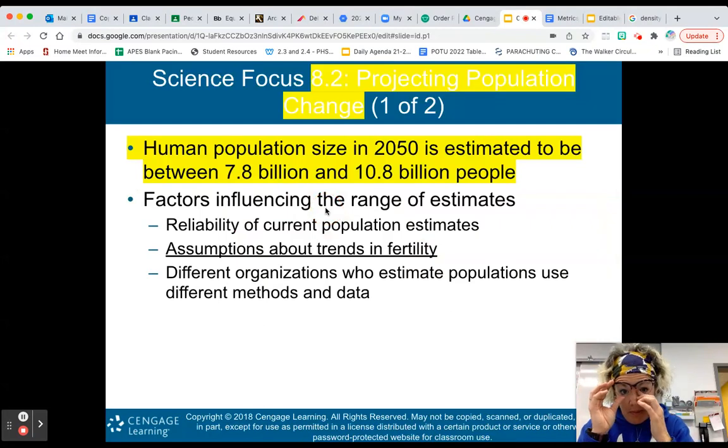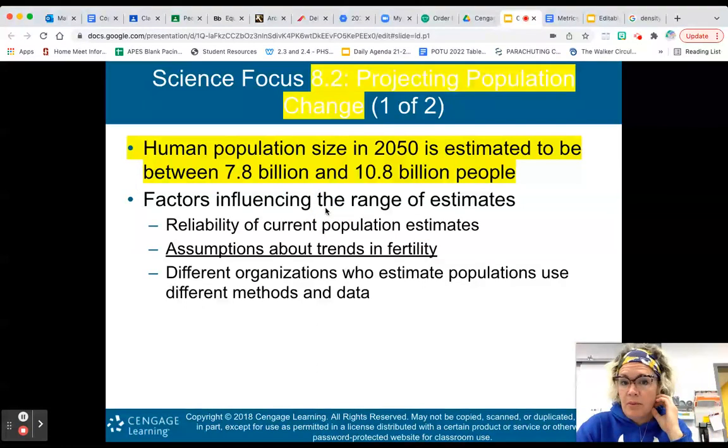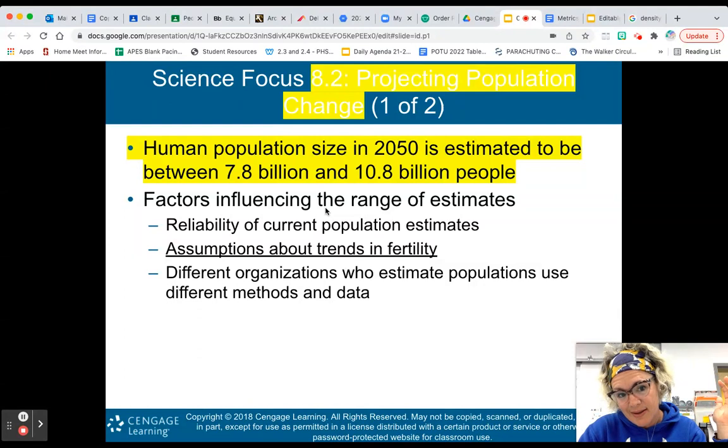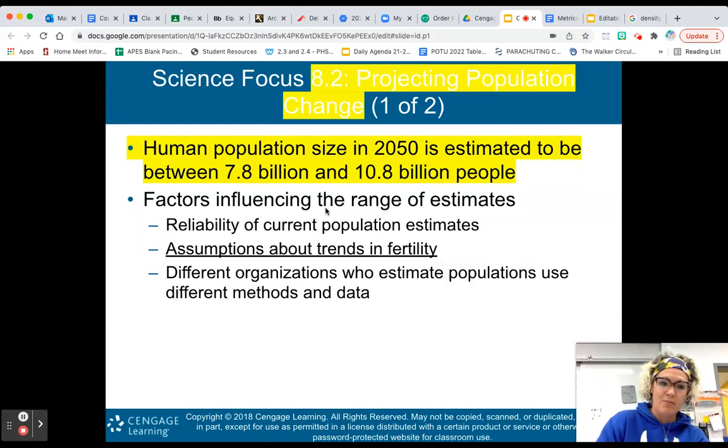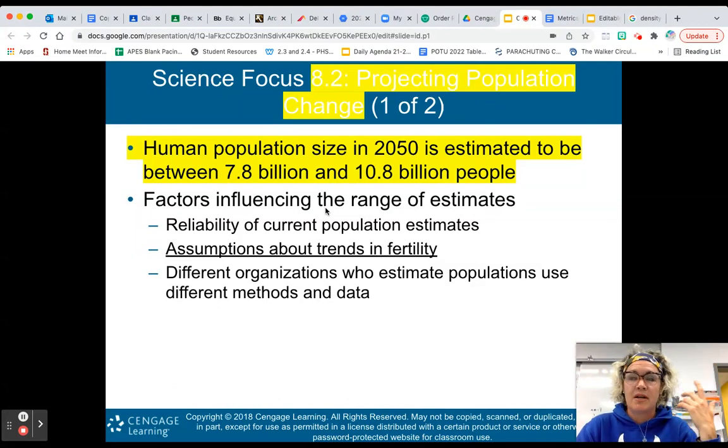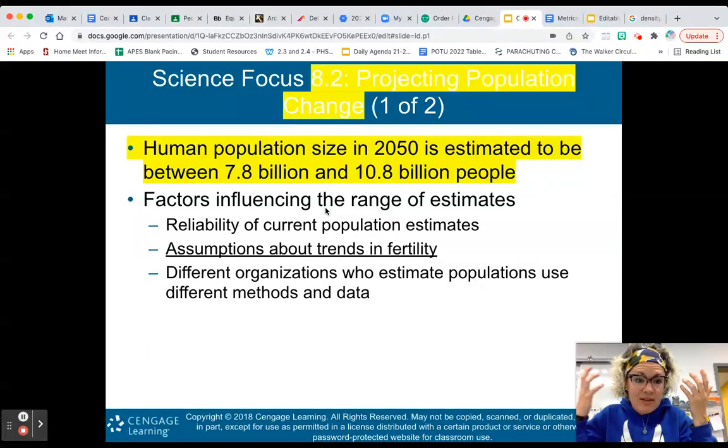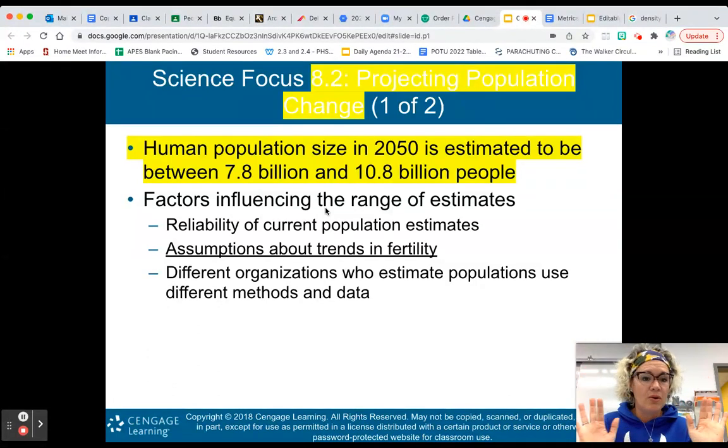All right. Projecting population change is a very tricky endeavor. Human population size in 2050 is estimated to be somewhere between 7.8 billion and 10.8 billion. That's kind of a big gap, but it's really difficult to predict pandemics. It's very difficult to predict technology or innovations that haven't been invented yet. We don't know until they're invented, and then we see the impact on society.